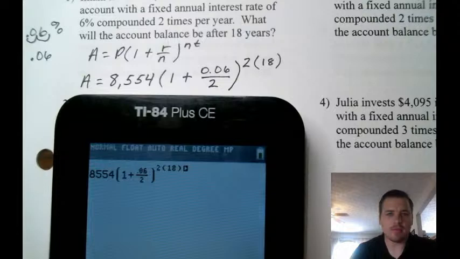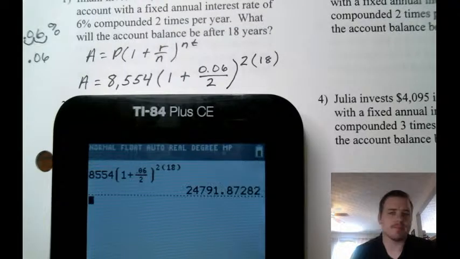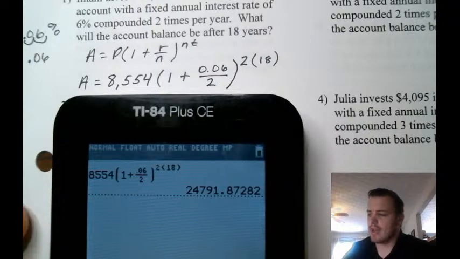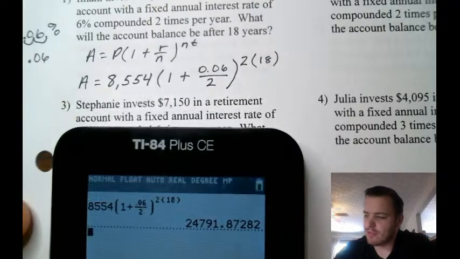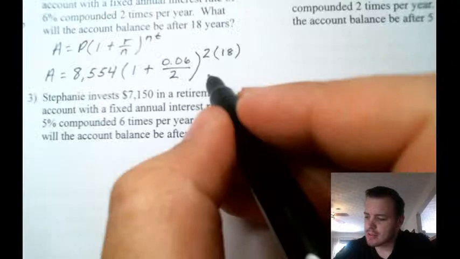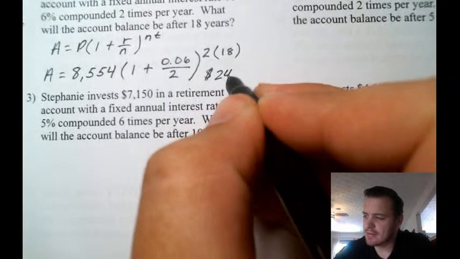We hit enter. And we're going to round everything to the nearest hundredth since this is money. So she will have a total amount of $24,791.87.